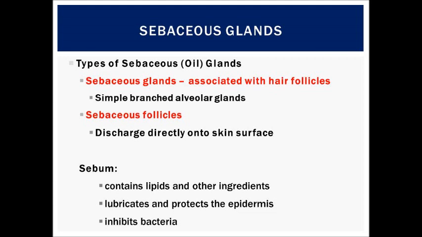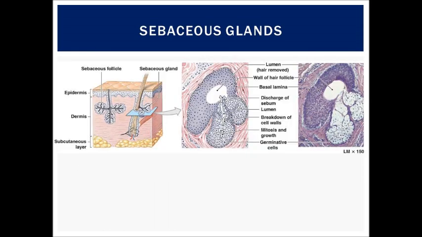The sebum produced by sebaceous glands contains mainly lipids. The sebum lubricates and protects the epidermis. Also, the sebum may inhibit bacterial growth on the epidermis. Here are images of sebaceous follicles and sebaceous glands associated with hair follicles.